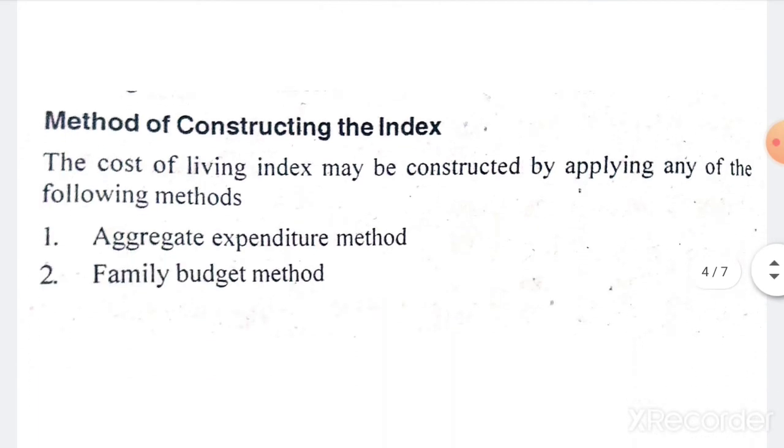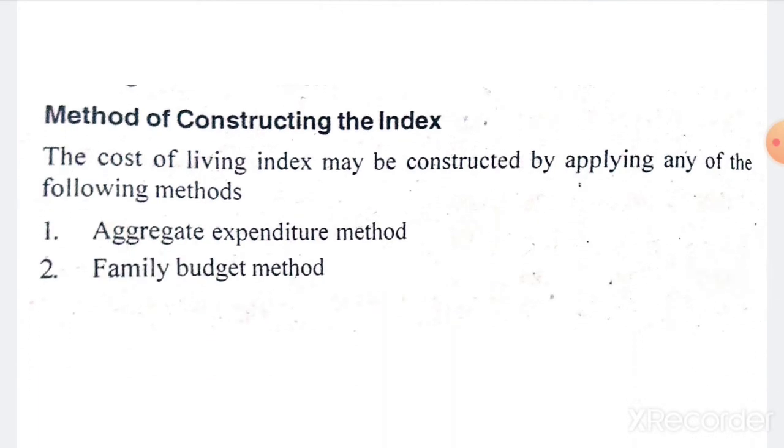The last section is the method of constructing index numbers. The method of constructing index numbers is always called the cost of living index, so both will be equal. The cost of living index may be constructed by applying either of the two following methods: the aggregative expenditure method and the family budget method.